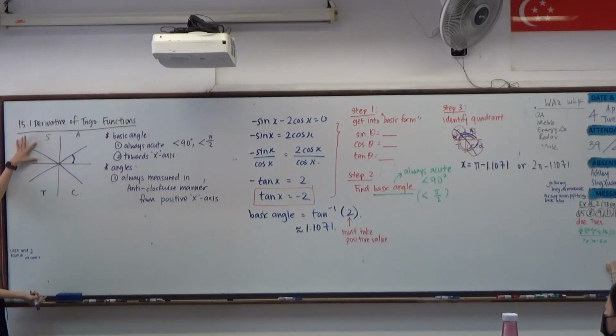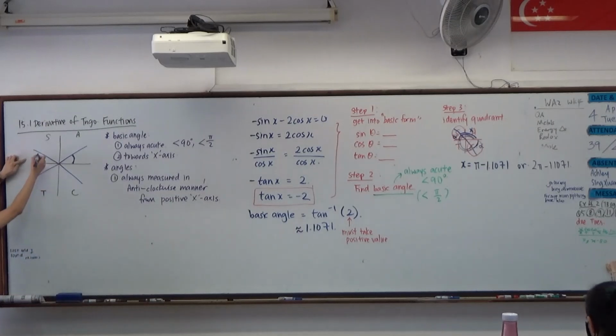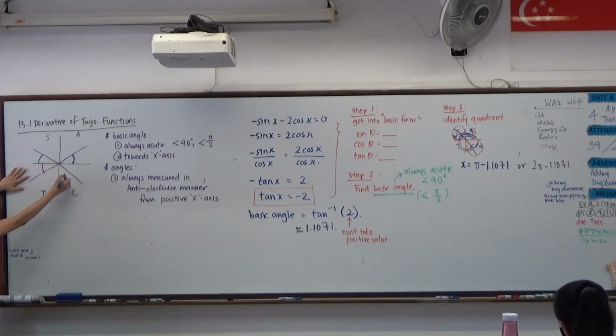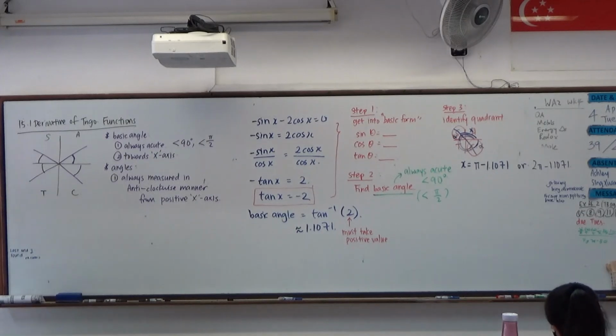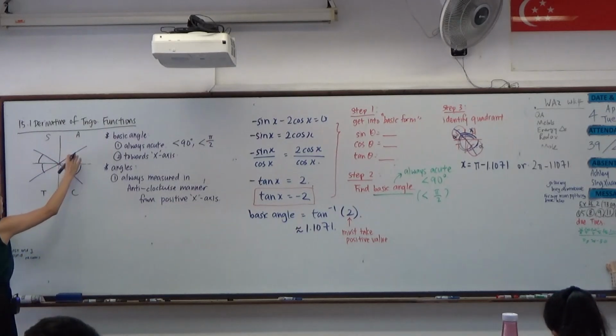In my second quadrant, if I have an angle that lies inside here like that, my basic angle will always be here because it is towards the x-axis. The other one is here, and then the other one is here. This is where our basic angles are in the four quadrants. Of course my lines are drawn anyhow. You can draw whatever size angle you have, but I just want us to know that basic angles are always towards the x-axis.